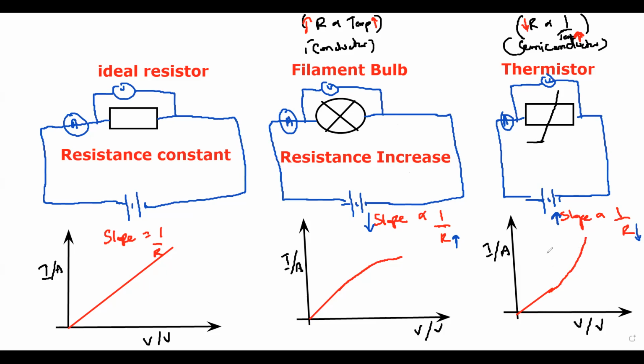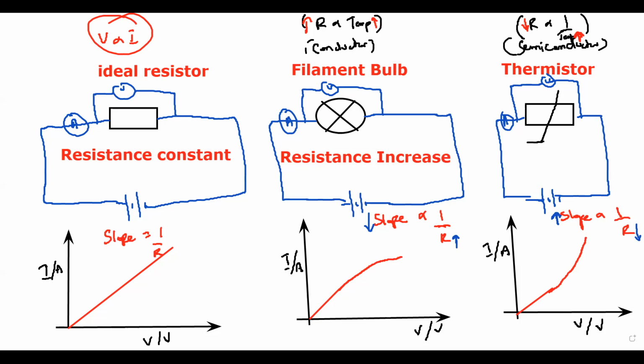So these are three different graphs for three different materials. For an ideal resistor, it will follow Ohm's law. According to Ohm's law, voltage and current are directly proportional. But a filament and thermistor are not ideal components, so they don't follow Ohm's law. In the beginning, for a very small voltage, they obey Ohm's law. But once the temperature starts to increase, their resistance changes, and voltage and current are not directly proportional. So it appears to be a curve.